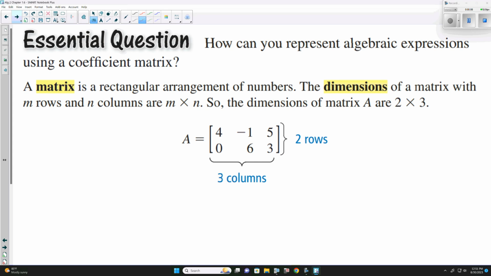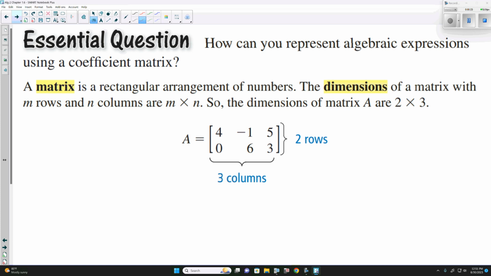What we're looking at today is matrices. We're starting matrices. We're not going to do a whole lot with them, but we will do more of them in 1-7. Now, a matrix is a rectangular arrangement of numbers. Now, it can be square, it can be rectangular.